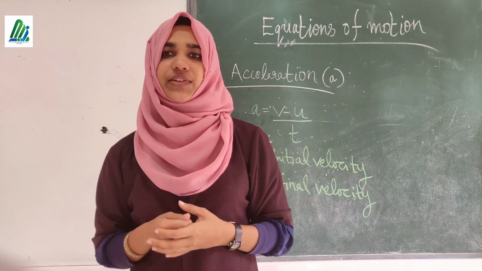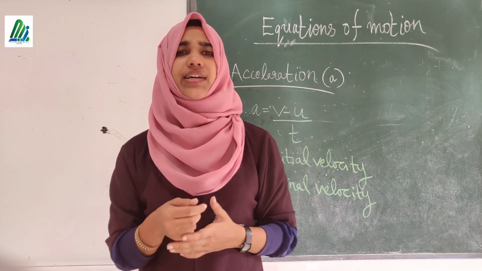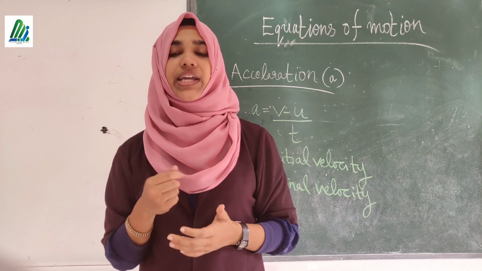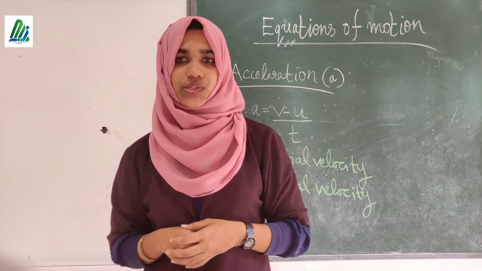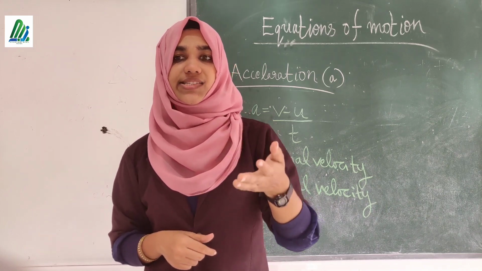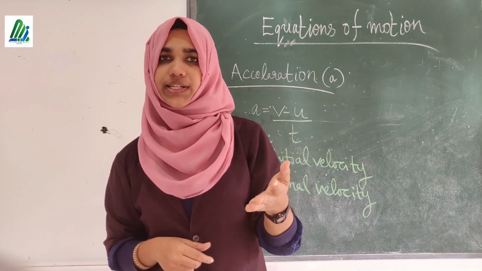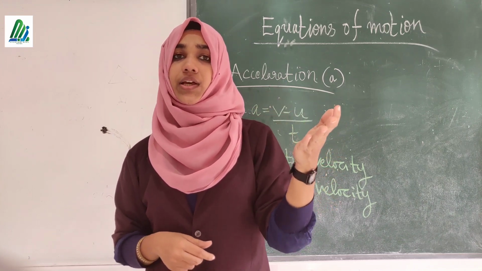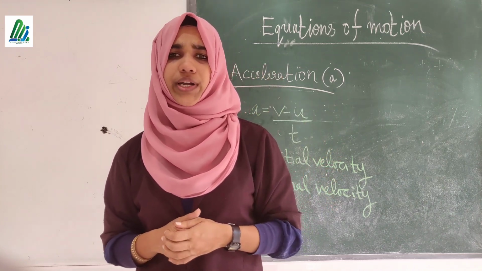Suppose you are traveling from AREEKODE to Kondoti. Here, AREEKODE is considered as the initial velocity or starting velocity, and Kondoti is considered as the final velocity, that is the ending point of a body.